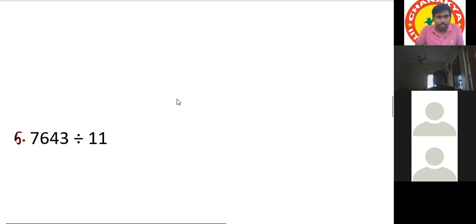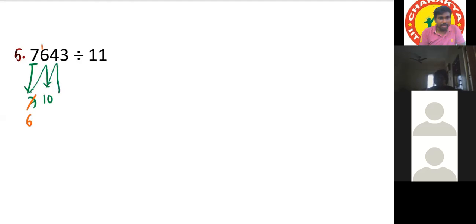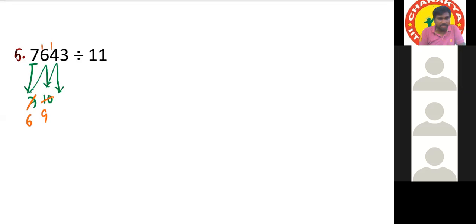Then let me solve this question. Anyone having interest, you can. Okay, drop 7. Because 6 minus 7 is not possible, I'm making it 6 and making it 16. Now, 16 minus 6 is 10. Okay. Now again, we cannot subtract 10 from 4. That's why reduce 10 by 1, it becomes 9 and it becomes 14. Now 14 minus 9 is possible.